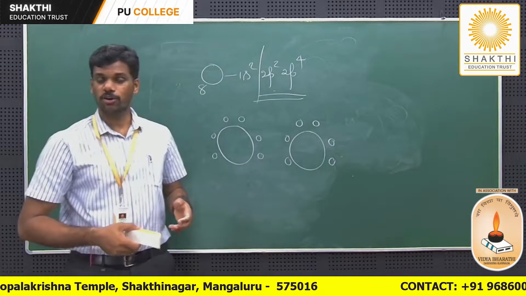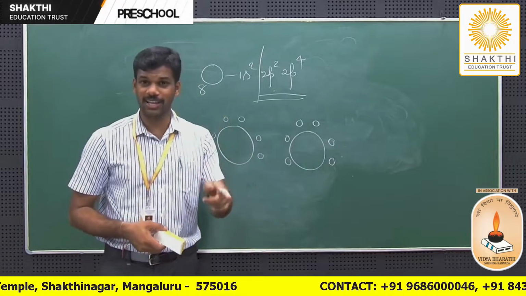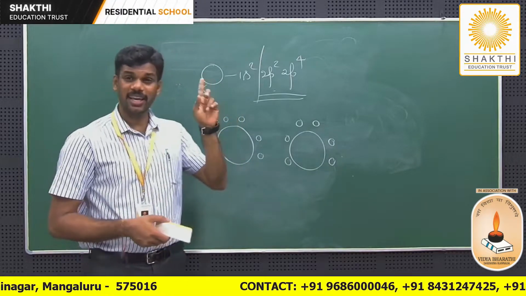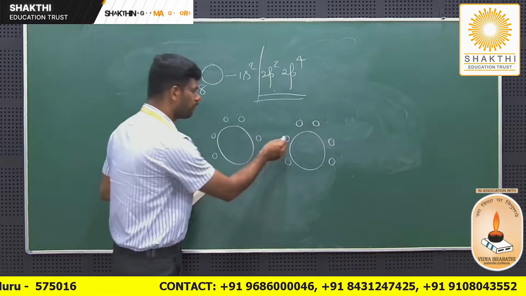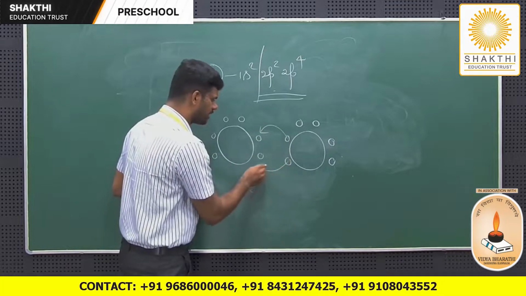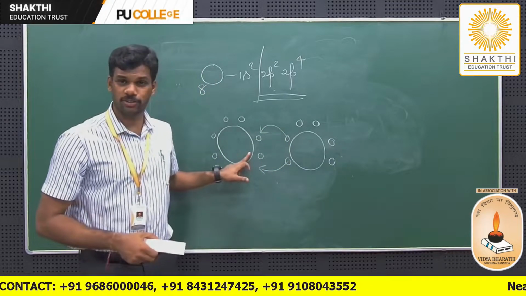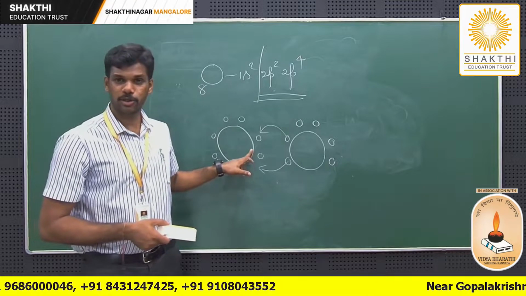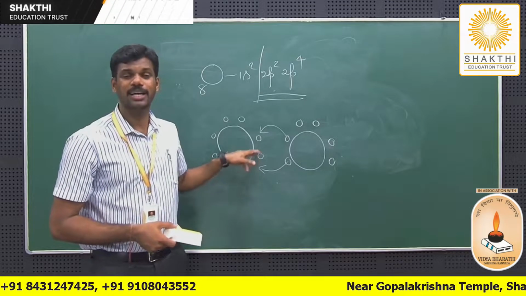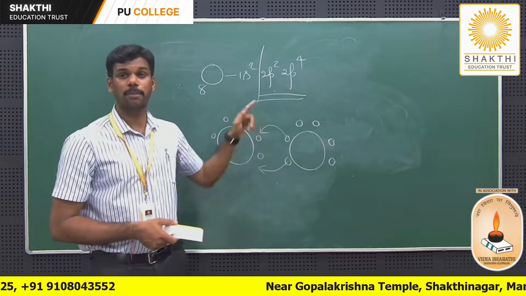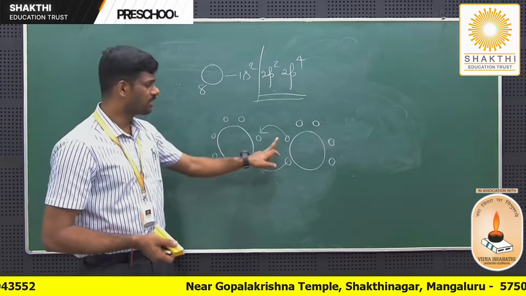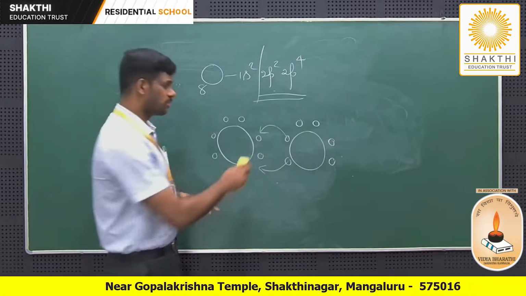But what does the octet rule say? The octet rule says that an atom must contain 8 electrons. Is it possible for this oxygen to donate the other 2 electrons to this so that the first oxygen atom is happy? It is not a question of one atom being happy. It is a question of both the atoms being happy in a bond. That is why this is against the rule. So this is not possible.